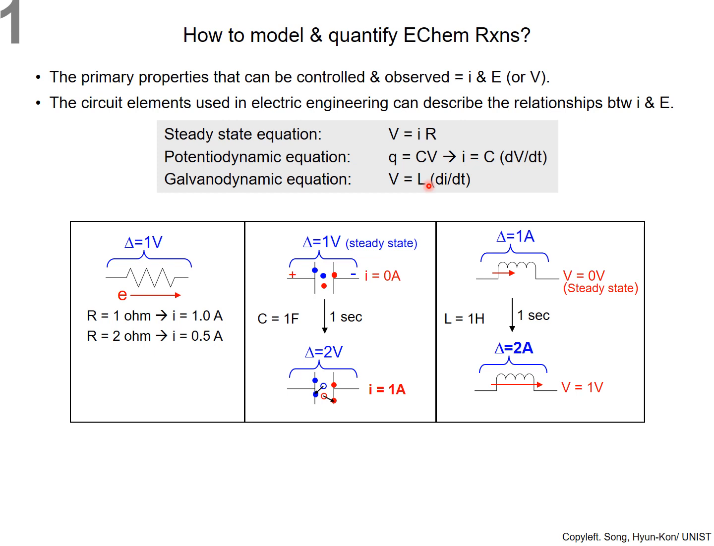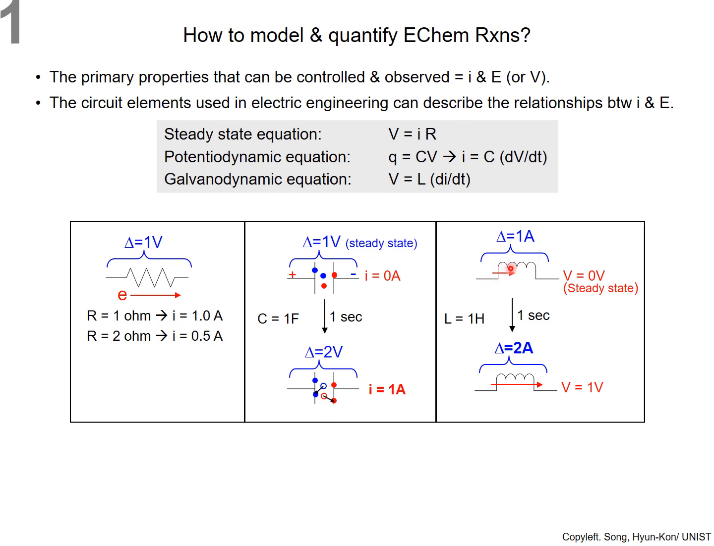And I'd like to call this equation the galvanodynamic equation, instead of steady state, just as the previous one was the potential dynamic equation. It means only when you change your current with time could you develop some potential. If you are on a constant current for some time period, then voltage is not developed.